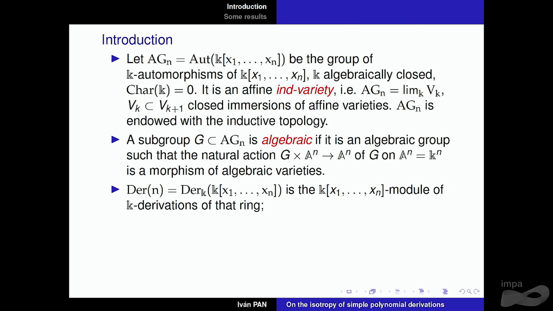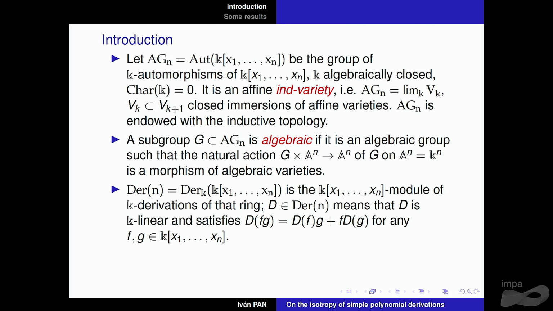We consider also the K[x1,...,xn]-module of derivations, that is, K-derivations. An element there is a K-linear map which satisfies the Leibniz rule. Okay? And then, naturally, we may act with AGn on the derivations by conjugation. If you conjugate a derivation by an automorphism of this polynomial ring, this is once again a derivation. And then we have this action.